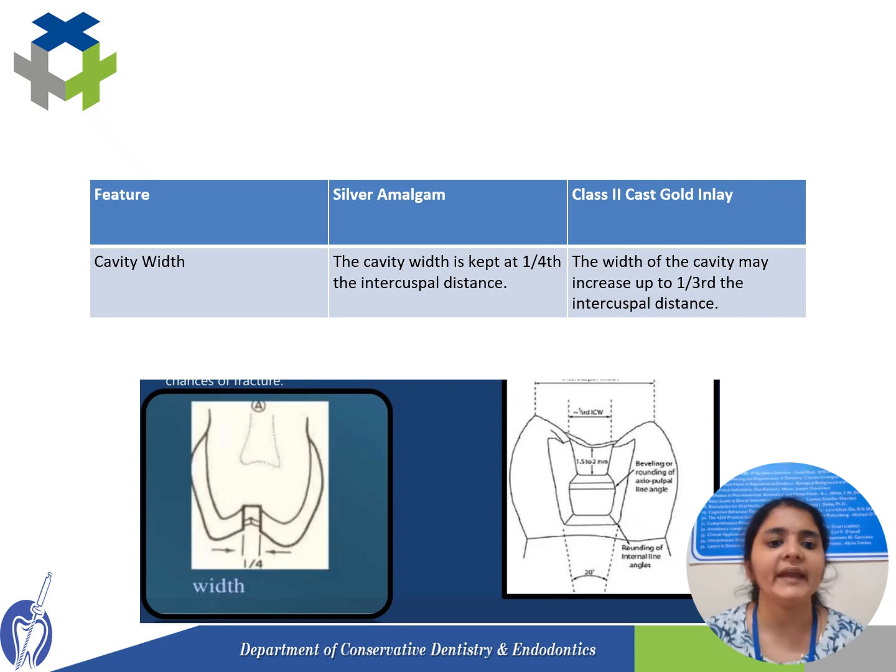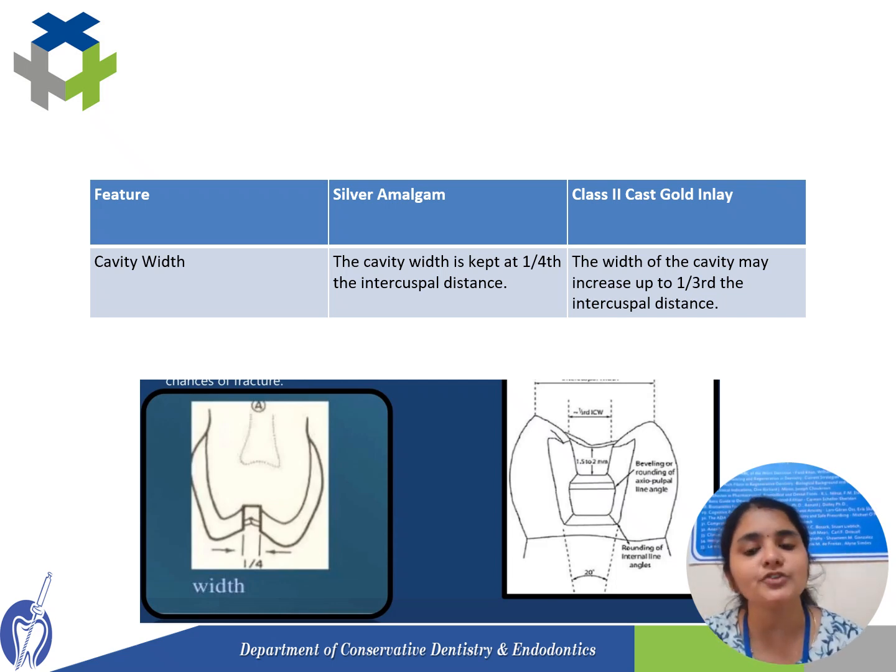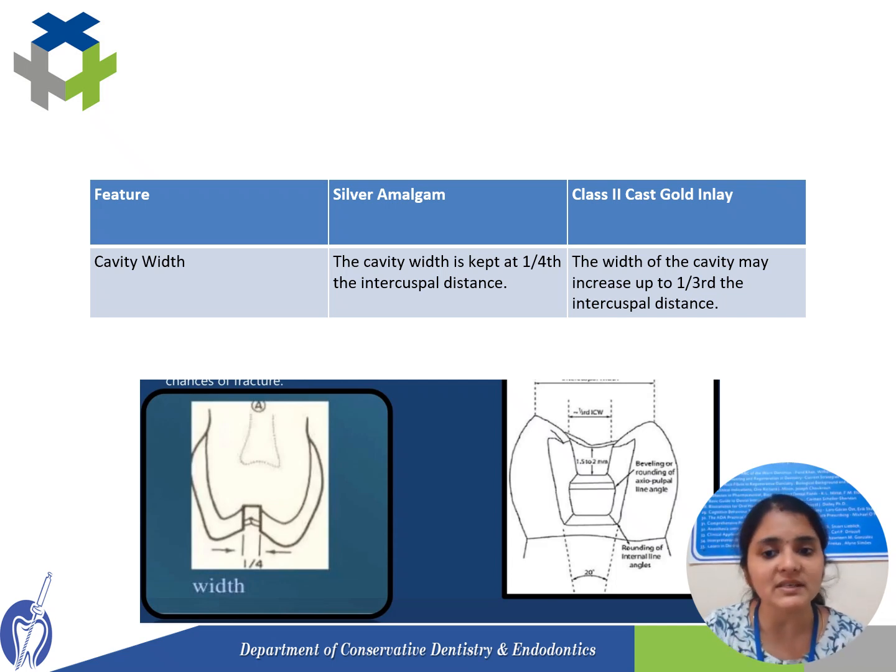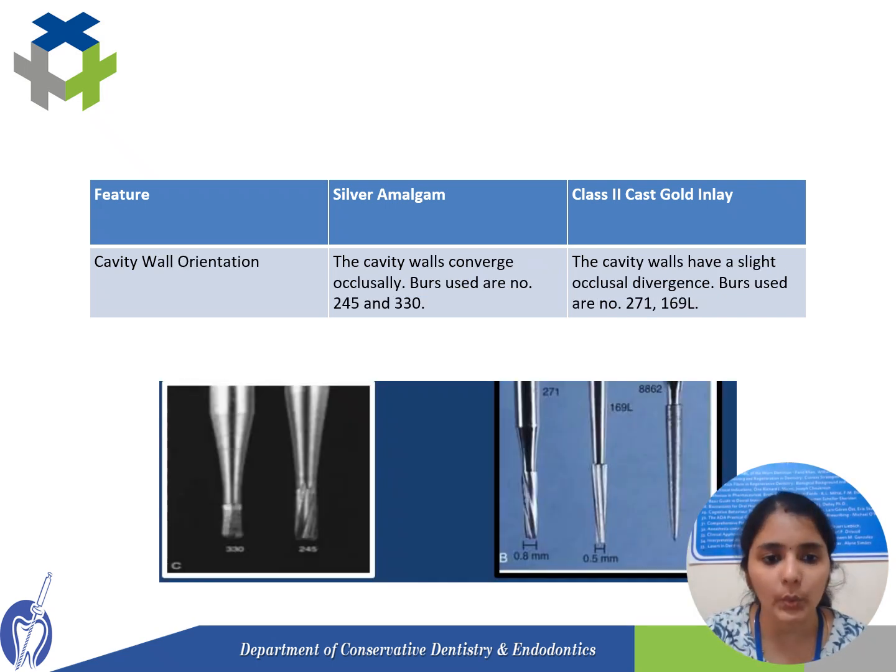Coming on to cavity width, the cavity width is kept at 1/4 of the intercuspal distance in the case of silver amalgam, whereas in a class 2 cast gold inlay, the width of the cavity may increase up to 1/3 of the intercuspal distance. As shown in the figure, 1/4 of the intercuspal distance for amalgam, whereas for cast gold inlay, we prepare to a width of 1/3 of the intercuspal distance. Coming on to cavity wall orientation, the cavity walls converge occlusally. Burs used are number 245 and number 330 in the case of silver amalgam. And as we have already seen, the cavity walls for inlay should have a slight occlusal divergence, and the burs used will be 271 and 169L.